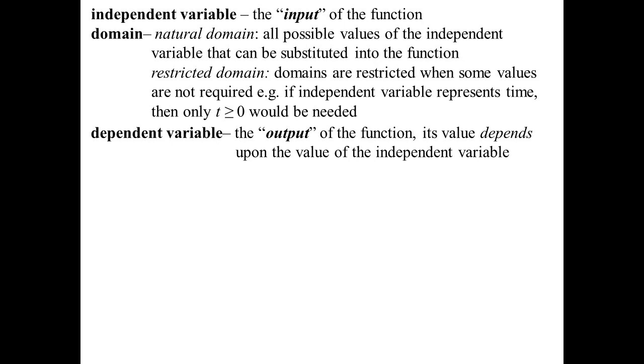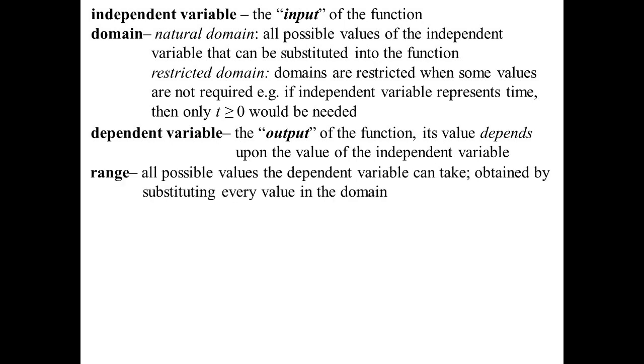So why are they called independent and dependent? Well, independent because it's free choice. Pick any value you like. But then the y value, or the output, depends upon which value you picked. So it becomes the dependent variable. Range is then all the possible answers, all the possibilities that the dependent variable can take.